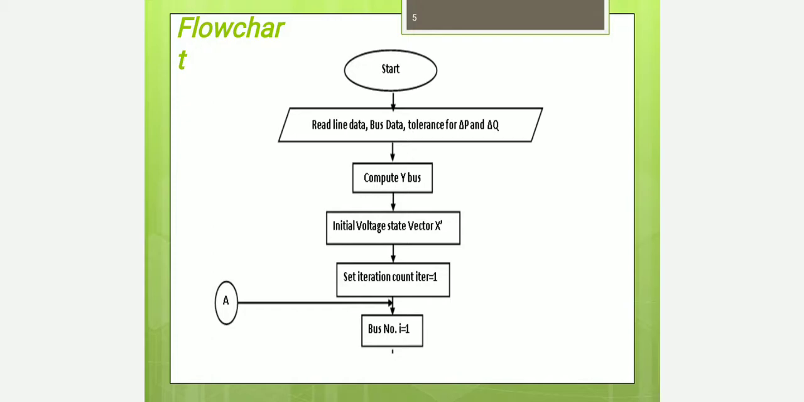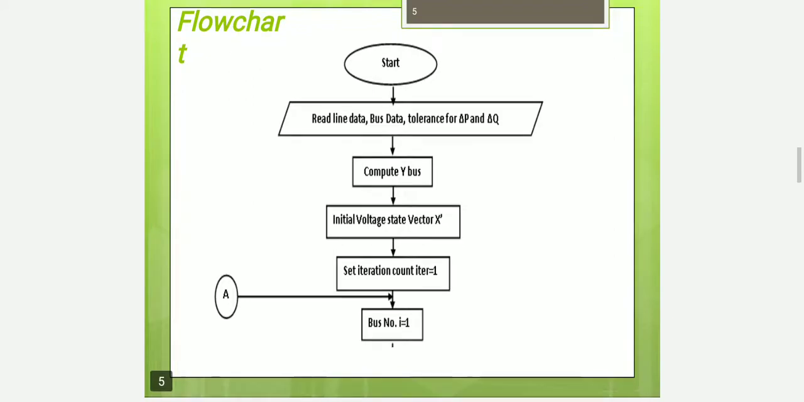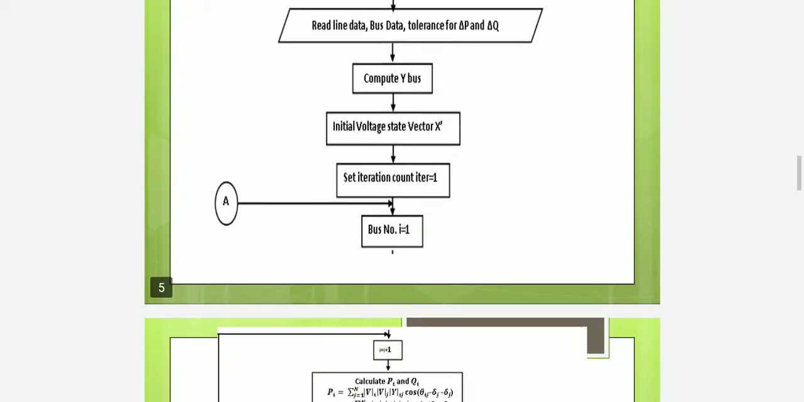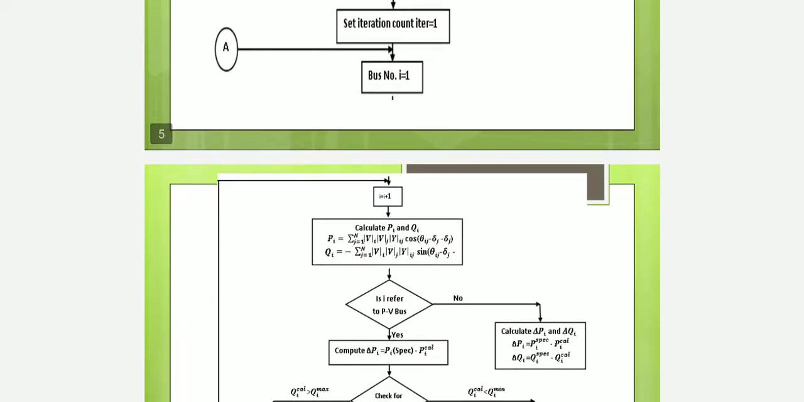And the next thing is the initial voltage state vector x, and you need to set the iteration count, where the iteration is set for k equal to 1, 2, 3, 4, 5, 6 until you get the solution for calculating the non-linear algebraic equations for calculating unknowns. First you need to set the value of the iteration count as 1, that is k equal to 1. Now the first bus number i equal to 1, I am going to start the procedure.